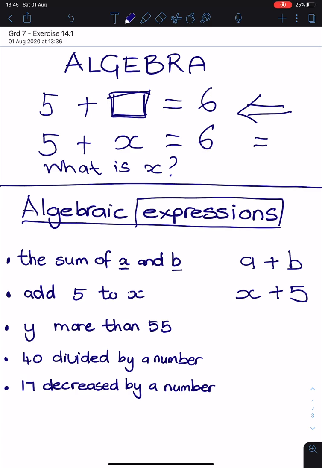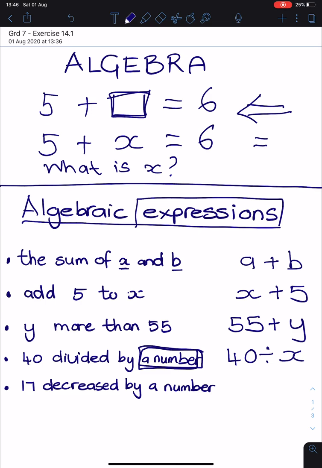Let's look at the third one. Y more than 55. So more than is also plus. So it's 55 plus y. Next one. 40 divided by a number. Well, we don't know what that number is. That's our placeholder. But remember, we're going to replace it with a letter. So you've got 40 divided by, and we will call a number x.